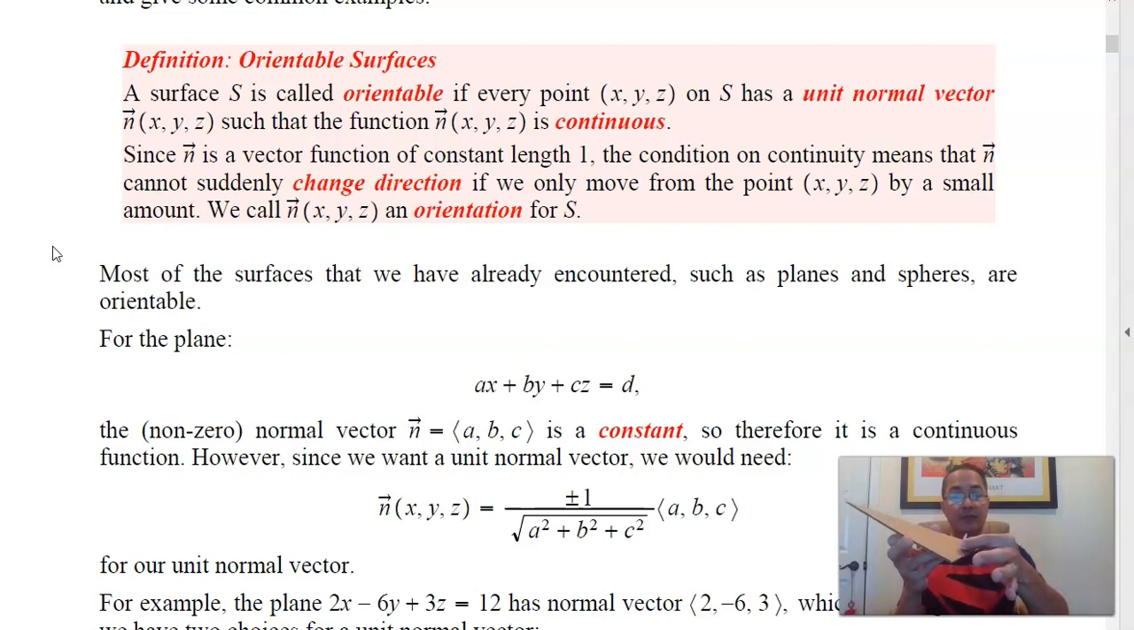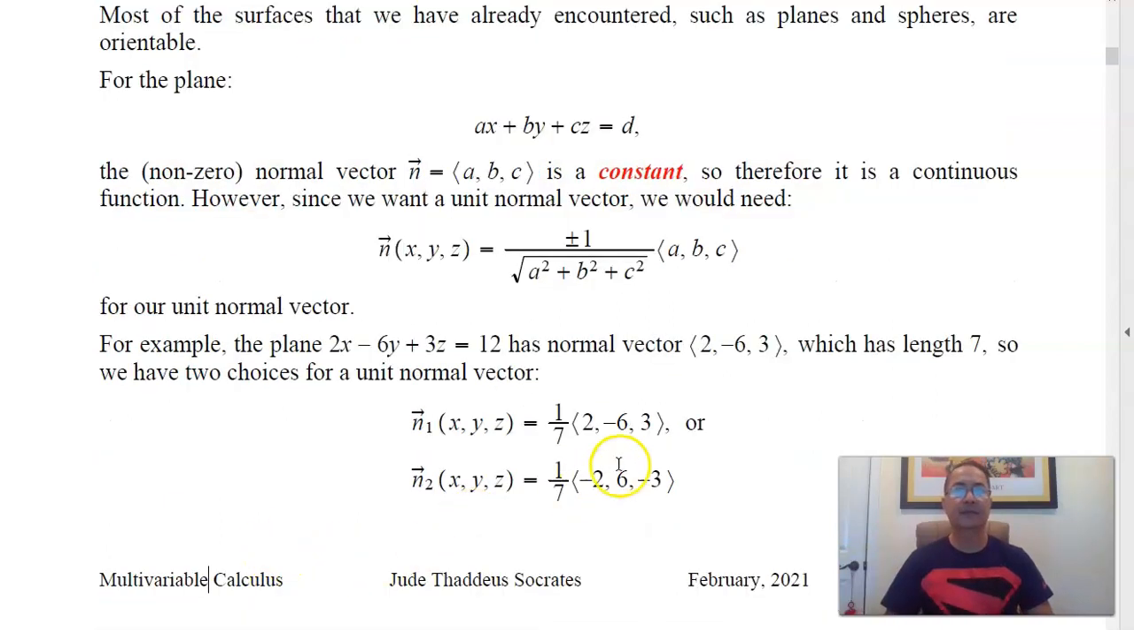In this case, I've chosen the unit vector which is going up, but I could also choose the unit vector which is going down. Both of those are valid choices. One is not any better than the other. However, as soon as you pick one, you have to stick with it for the entire surface. If I choose the downward unit normal vector for this triangle, I can't suddenly change my mind and say, oh, I'd rather go up for the rest of the triangle. No, you have to pick one and stick with it.